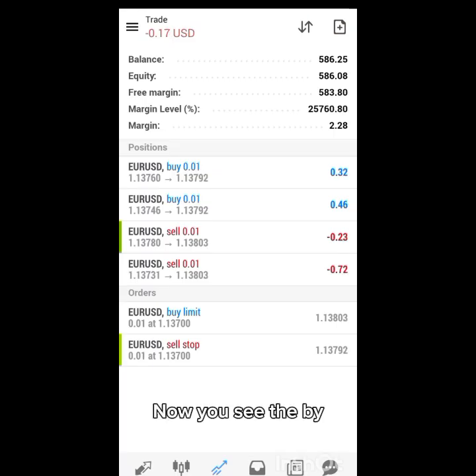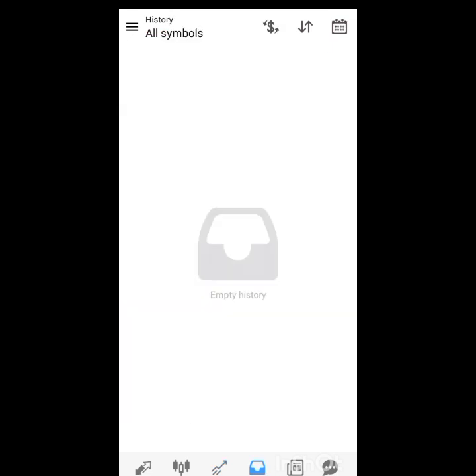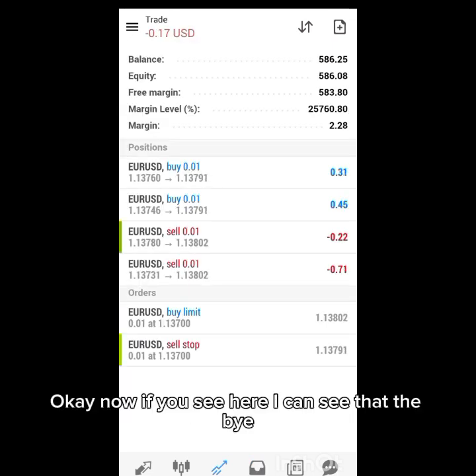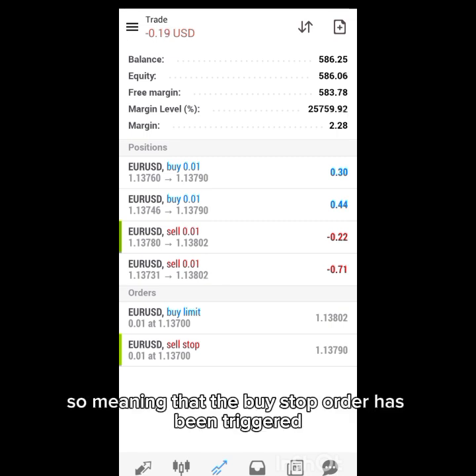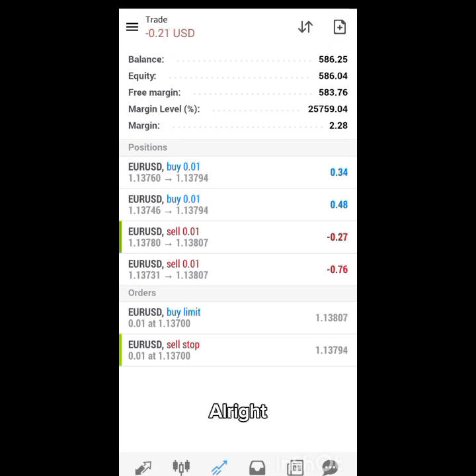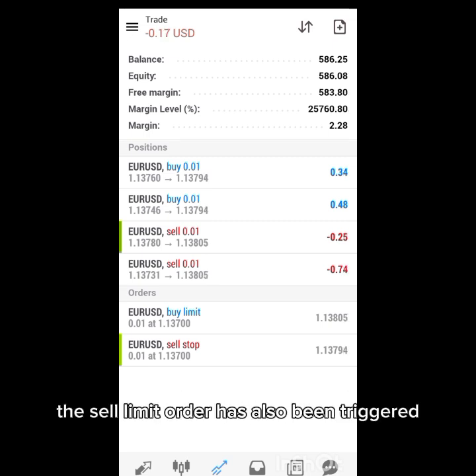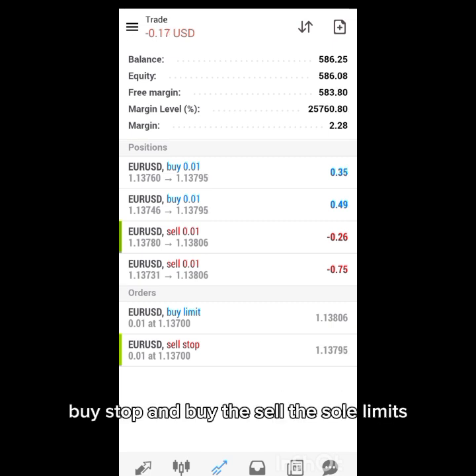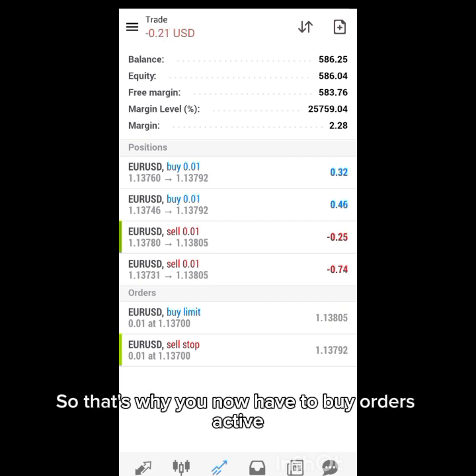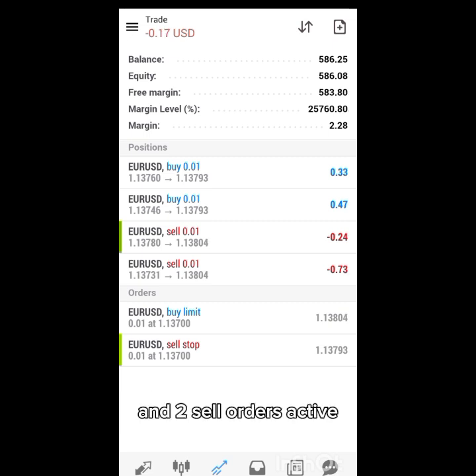Now you see the buy. Hold on, please hold on. Okay, now if you see here, how many buy orders do we have here? 2 buy orders now. So meaning that the buy stop order has been triggered. All right. The sell limit order has also been triggered. So 2 orders have been triggered, the pending orders, the buy stop and the sell limit. So that's why you now have two buy orders active and two sell orders active.